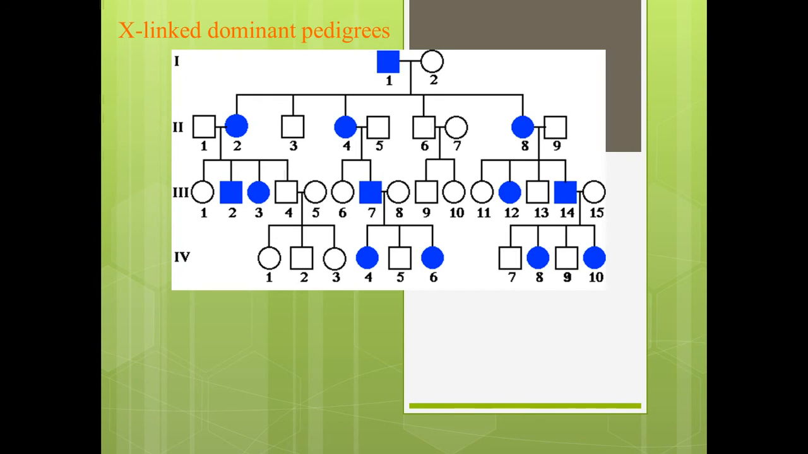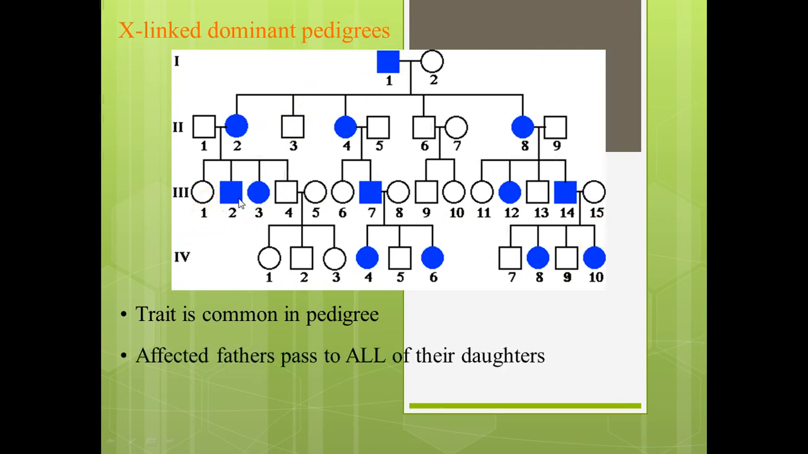Moving on to X-linked dominant pedigrees. These are pedigrees that look like this. The trait is very common in this pedigree. You can see the blue affected individuals show the trait. As you can tell, it's found in both males and females.